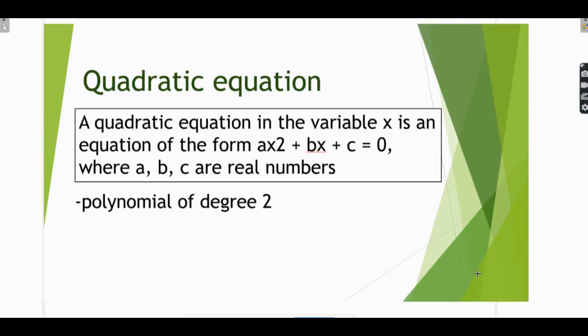Now, let's start with what a quadratic equation is. A quadratic equation is nothing but any polynomial expressed in degree 2. The form that you see on the board is called the standard form. ax² + bx + c = 0 is the standard form, and these are the coefficients.